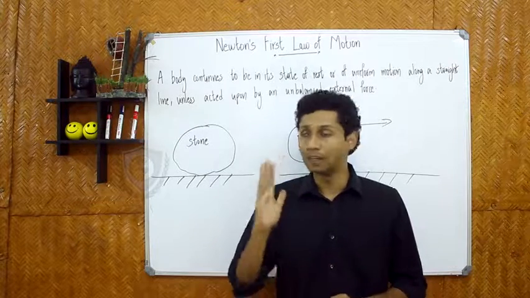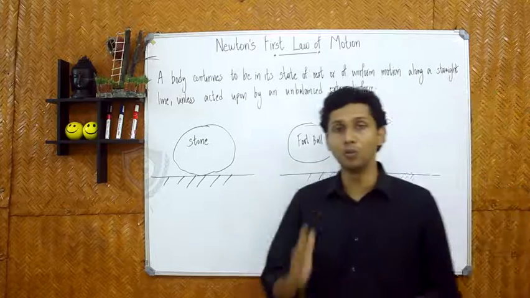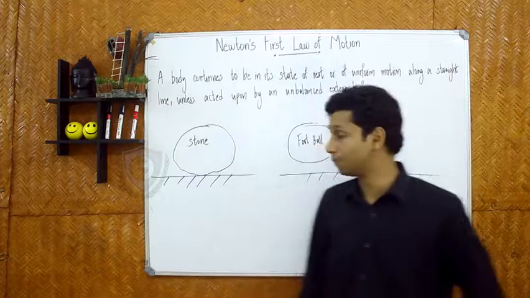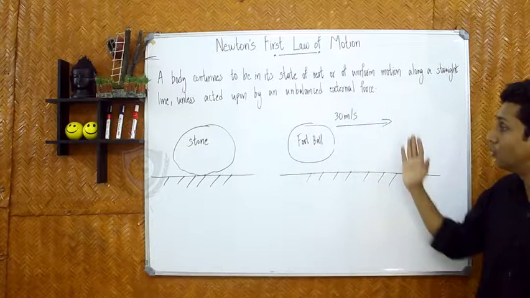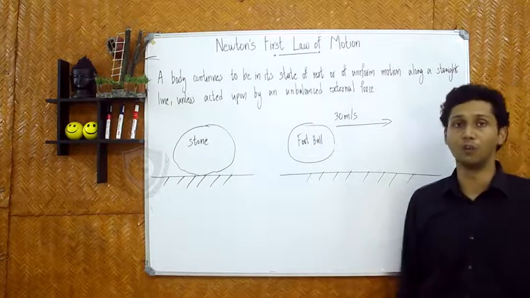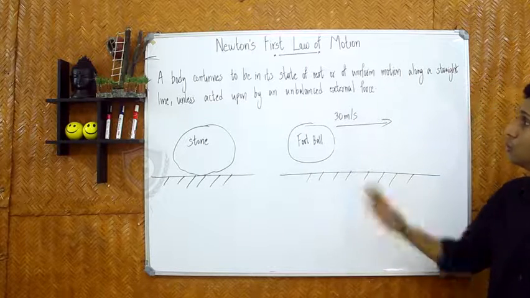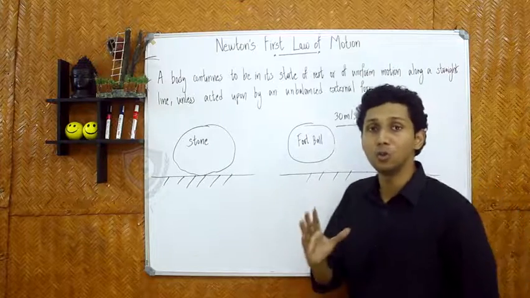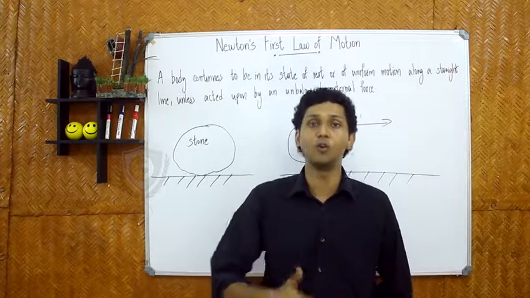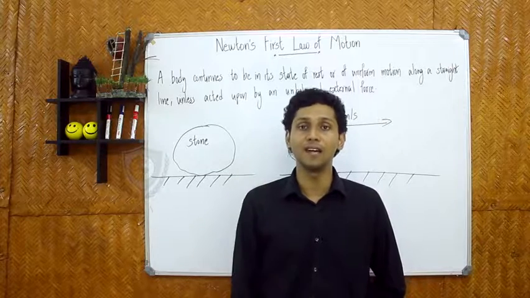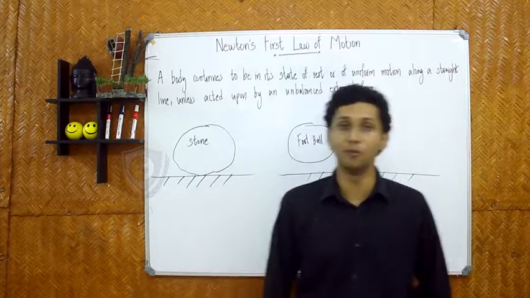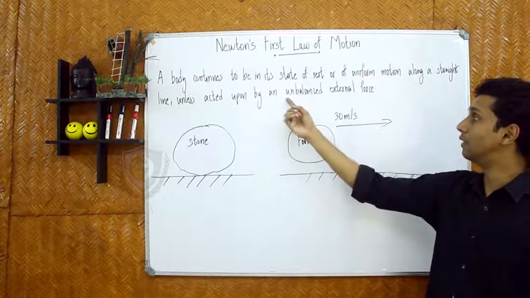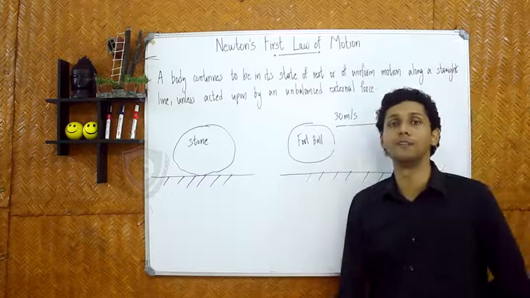In that case, we can definitely say this football would continue to move with the same velocity over an infinite time period without any interruption. That means the football is still going to continue in its state of motion only. I hope you understood Newton's first law of motion, which says that a body continues to be in its state, whether it is a state of rest or state of uniform motion, unless it is acted upon by an external unbalanced force.